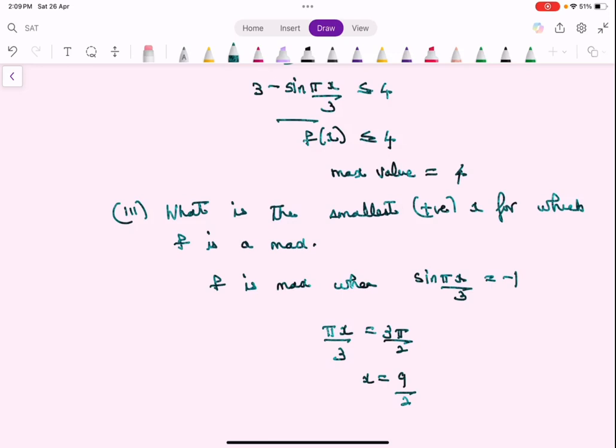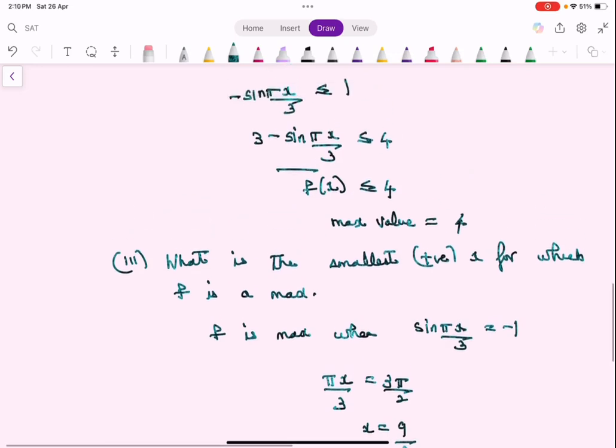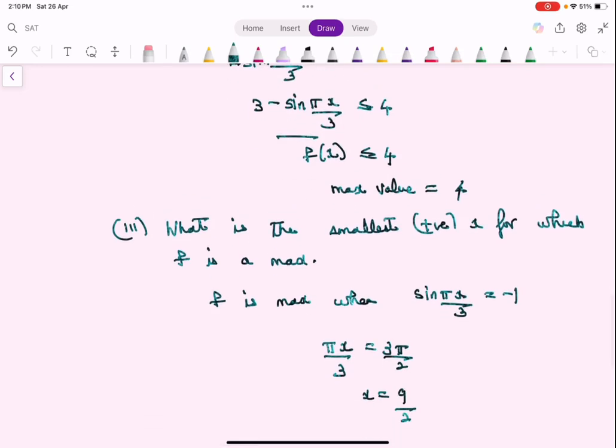So we have seen a few basic questions on period and amplitude of trigonometric functions.